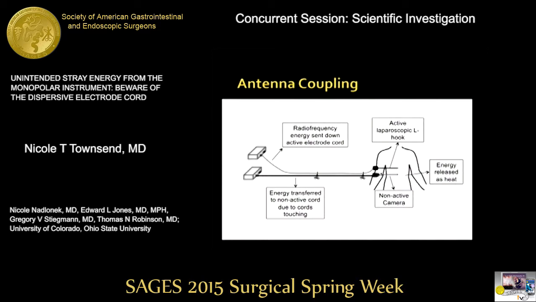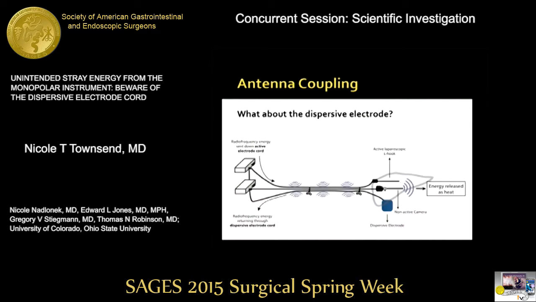As energy travels from the generator to the active electrode, or the Bovie or L hook, stray energy is emitted from the cord. As this stray energy is emitted, it is captured by adjacent instruments, and this energy is then released as heat in the non-active electrode instrument. The intensity of stray energy transfer is directly related to the intensity of the heat in the non-active electrode instrument.